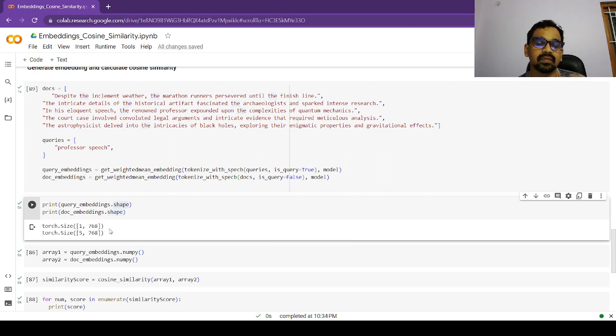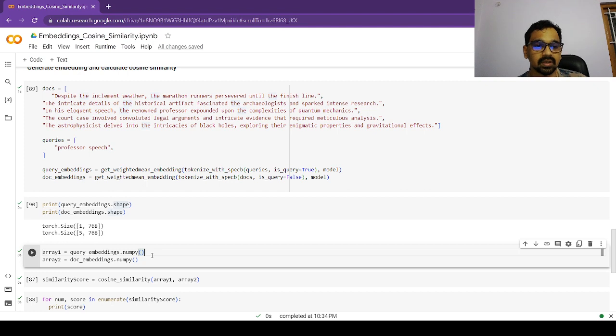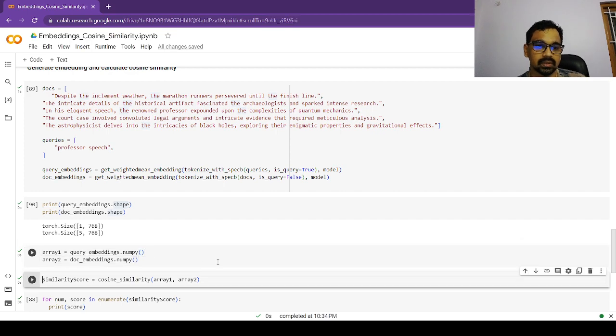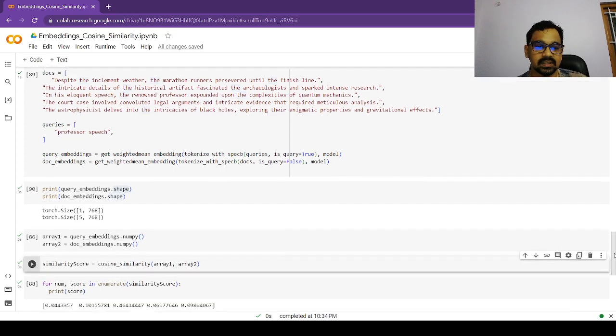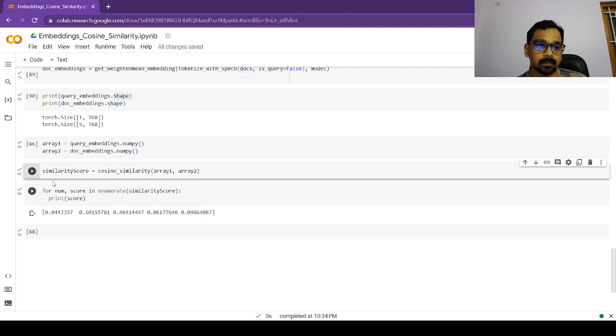768 denotes the number of elements, and for the document embedding, since there are 5 different sentences, it is 5/768. The 768 is coming from the SGPT model we have downloaded. If you go for OpenAI, this will be more like 1000 plus, so it's a 1000-dimensional vector. In order to calculate the cosine similarity, we have to convert into a NumPy array. That has been done here, and we pass it to the cosine similarity function.